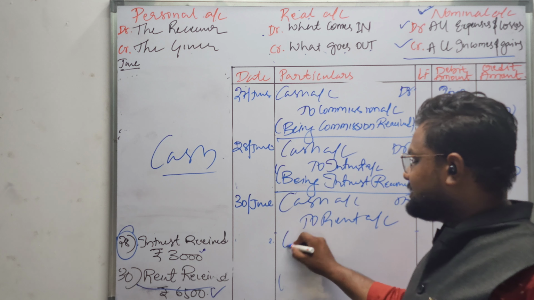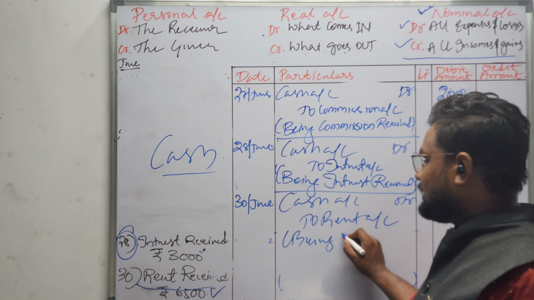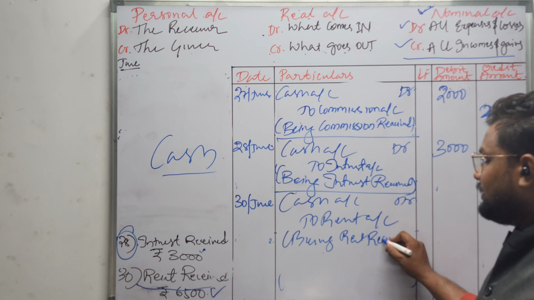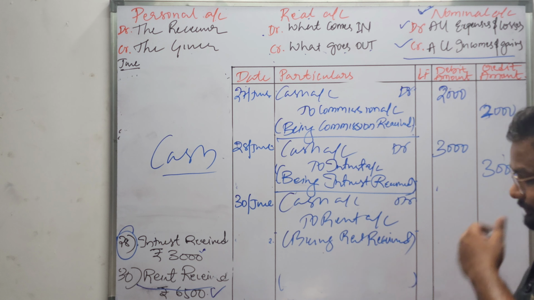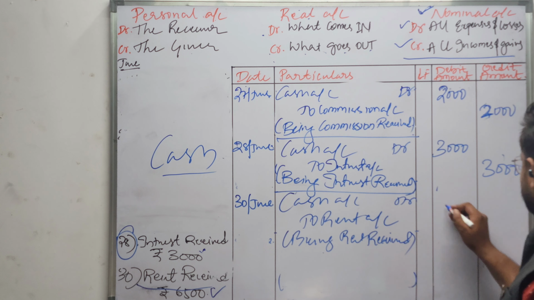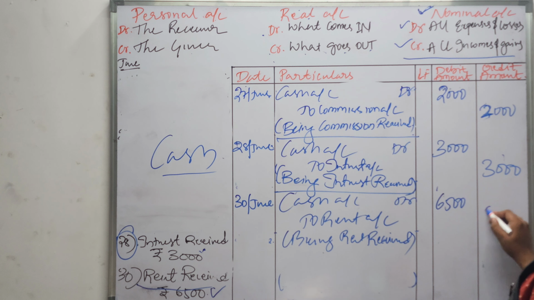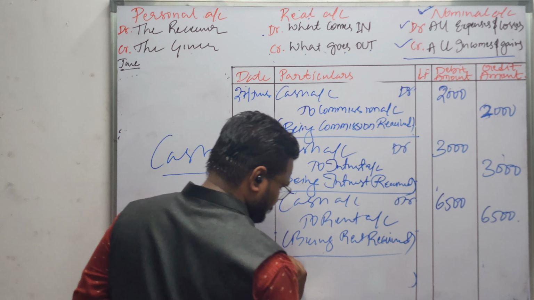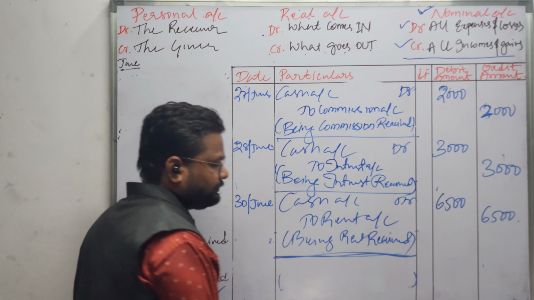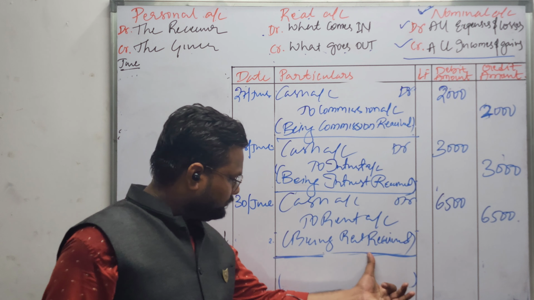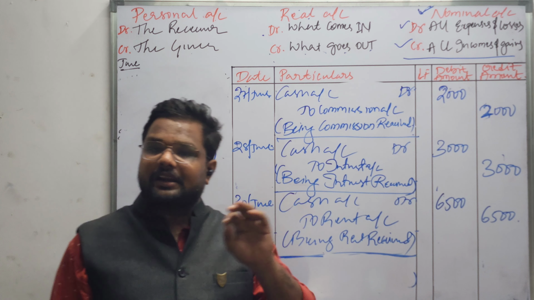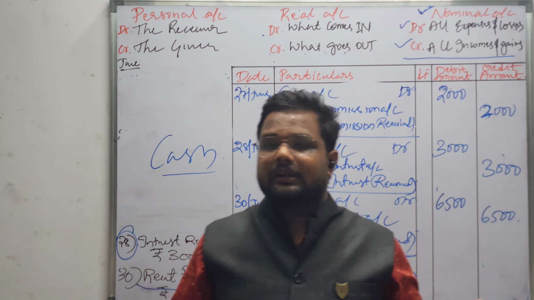So what's the narration? Being rent received. How much is that? 6,500. Okay, draw the line. So this is how the incomes and expenditures are recorded.